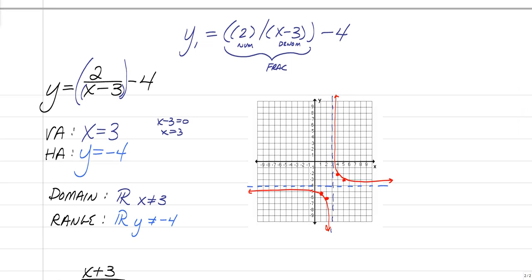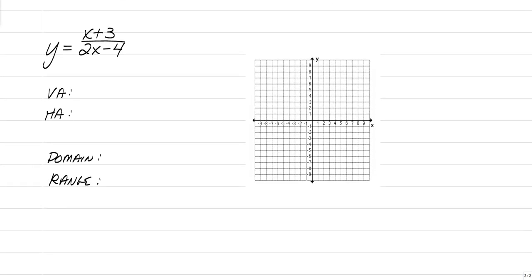Okay? In the other form, as I mentioned, the vertical asymptote is always going to be what you get when you set the denominator equal to 0. So we have 2x minus 4, so 2x is equal to 4, so x is equal to 2. Your vertical asymptote is x is equal to 2. Which means your range is all real numbers except x cannot equal 2. And you would just go to x equals 2.